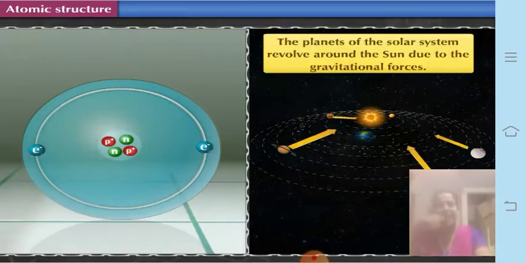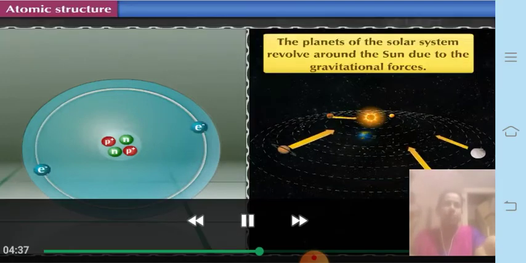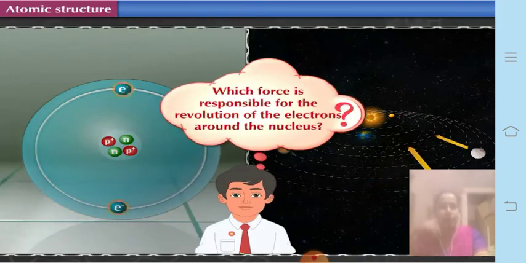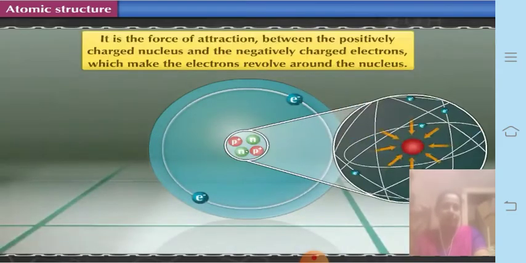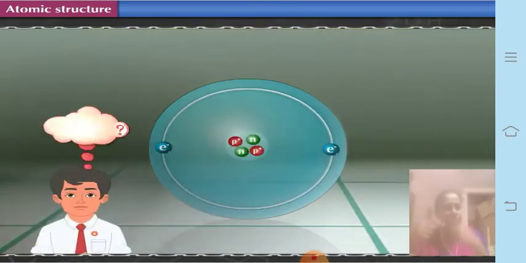Then what makes the electrons revolve around the nucleus? Why is it so? It is because there is a force of attraction between the positively charged nucleus and the negatively charged electrons, which makes the electrons revolve around the nucleus.